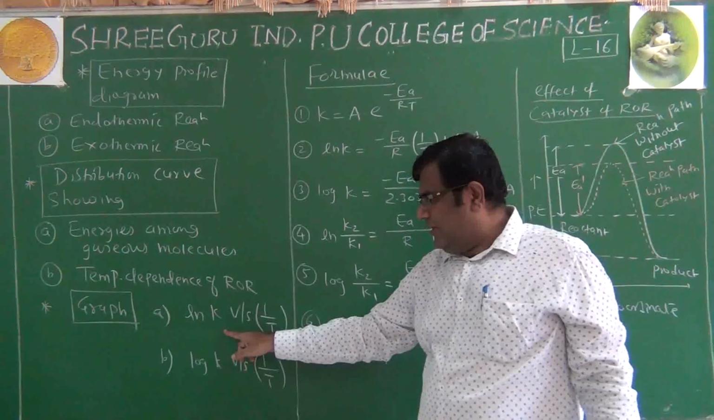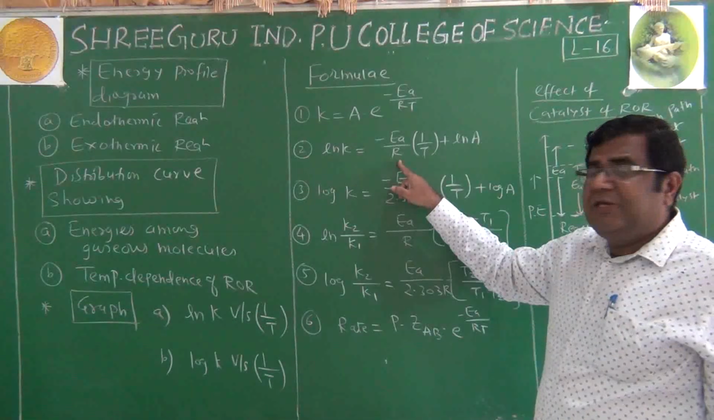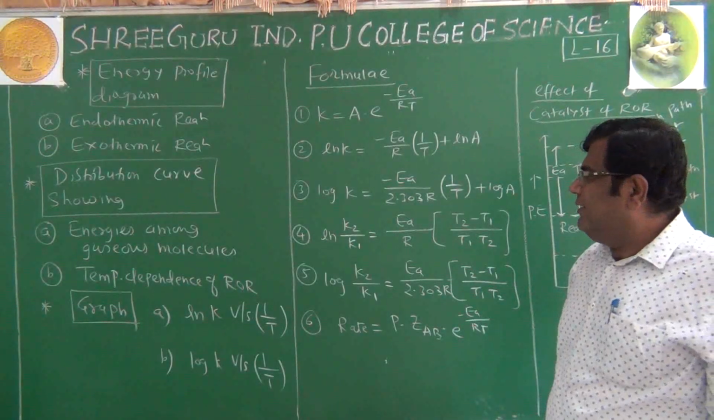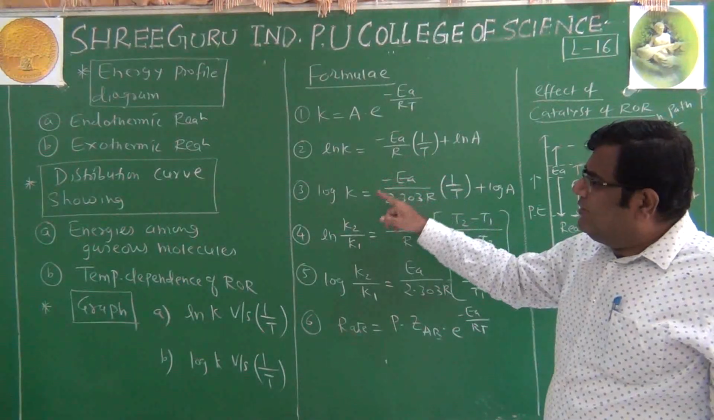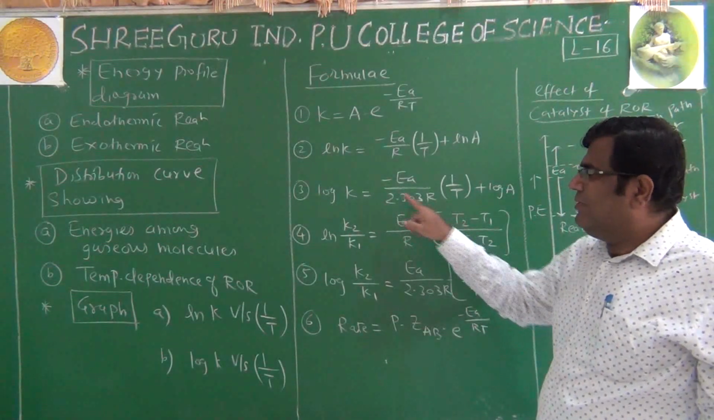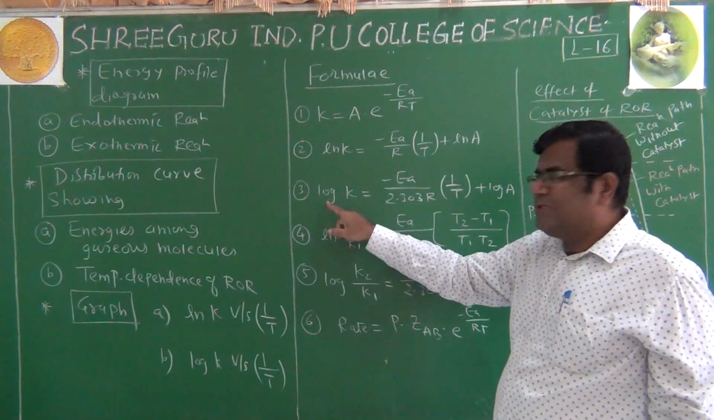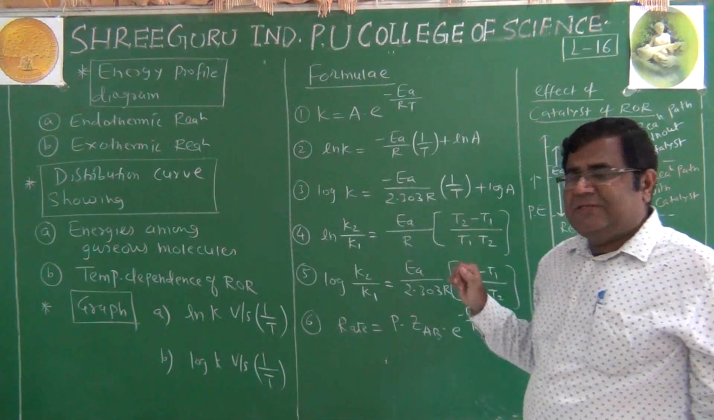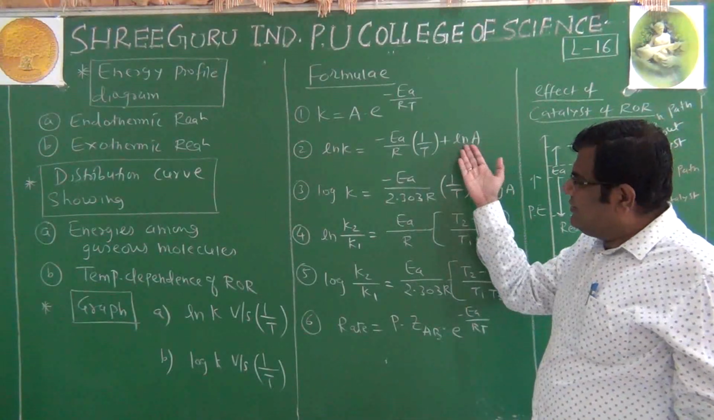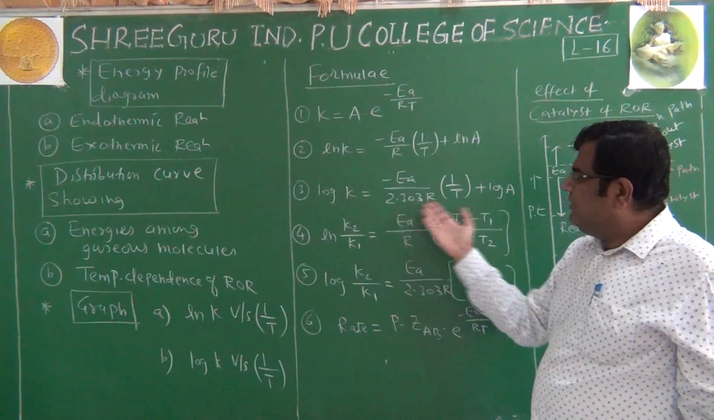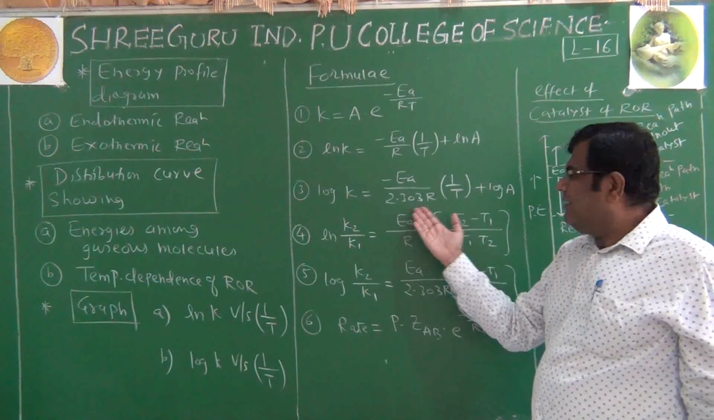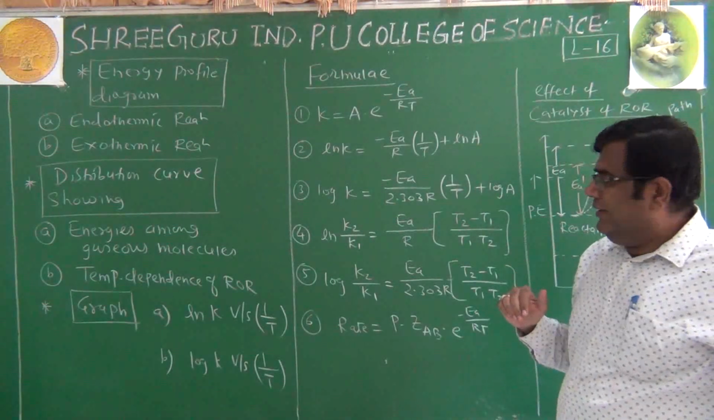We have drawn that graph. The slope is equal to minus Ea by R, and the intercept equals natural log of A. We can convert this to the base of 10. Log k equals minus Ea by 2.303 R into 1 by T plus log A, because this natural log we have converted to the base of 10. That's why this factor is appearing here. Again the straight line equation, y equals mx plus c. So slope is equal to minus Ea by 2.303 R, and intercept is equal to log A.